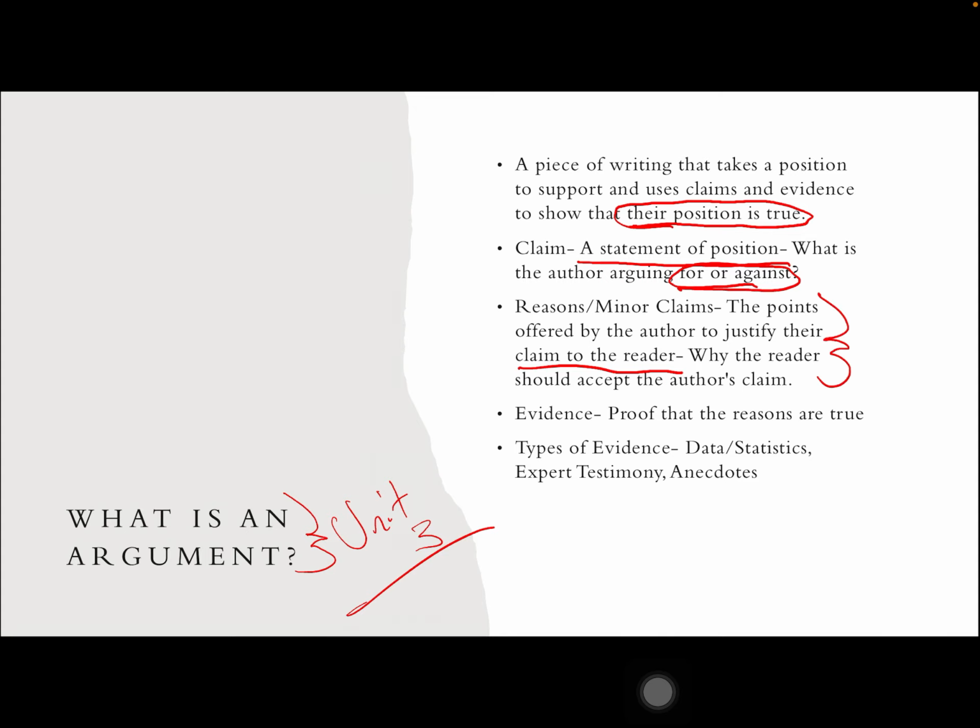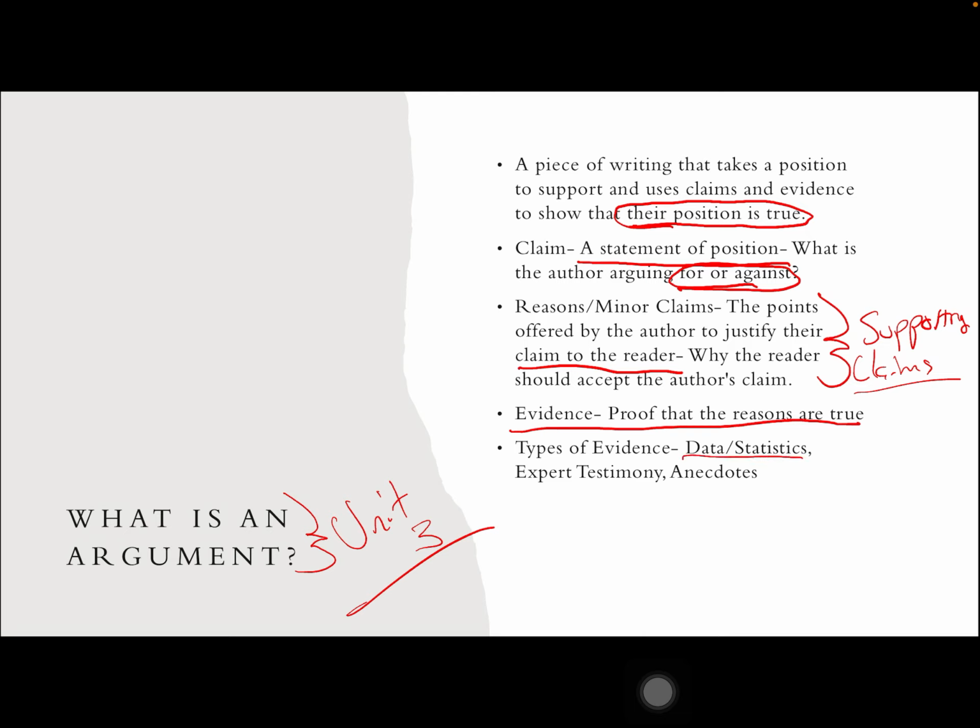This is sort of our supporting claims. So we have our main claim, and these are all the little claims that add up together to support that main claim and show that it's true. We also have our evidence, proof that the reasons are true. And there's a number of different types of evidence.